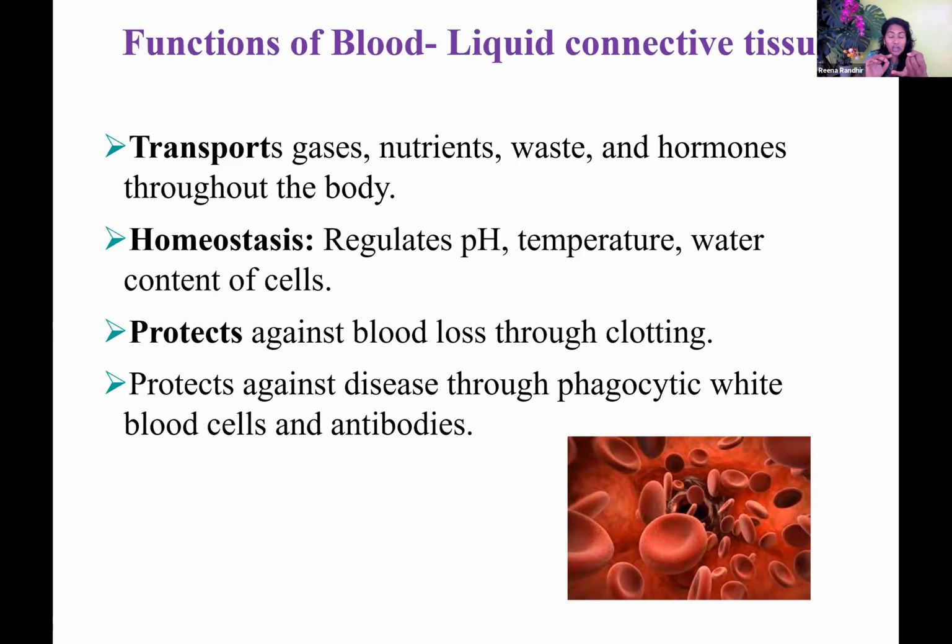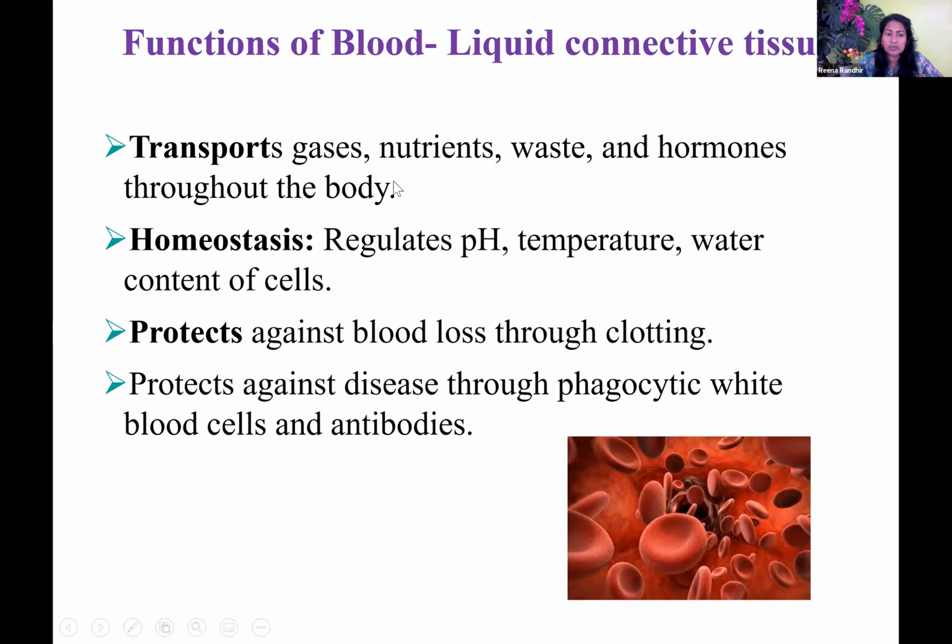So that's a prime function. A cell cannot survive without essential nutrients and electrolytes, and again, it depends on the blood. The endocrine system hormones that we studied, which affect the activity of the cell, are brought to the cell through blood. So it plays a huge role in the transport of gases and nutrients and all the things required for the cell, and in removing the toxins from the cell.